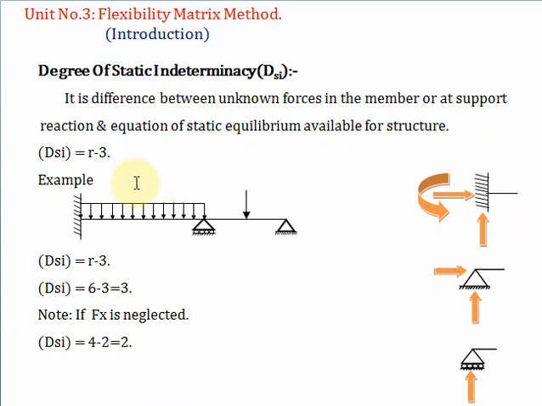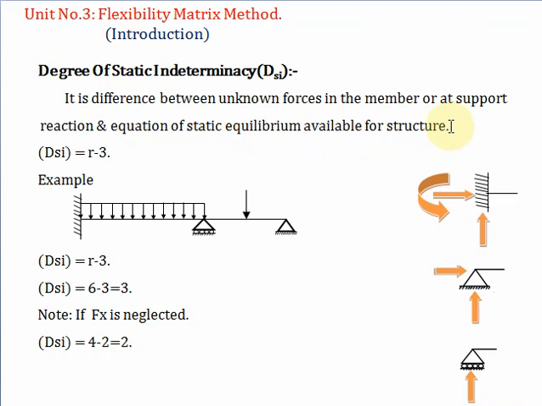Okay, now next, to find out the degree of static indeterminacy, that is DSI. So here this is very important because the first step is to find out the degree of static indeterminacy. Okay, now the degree of static indeterminacy is nothing but the difference between unknown forces in the member or at support reaction and equation of static equilibrium available for the structure.